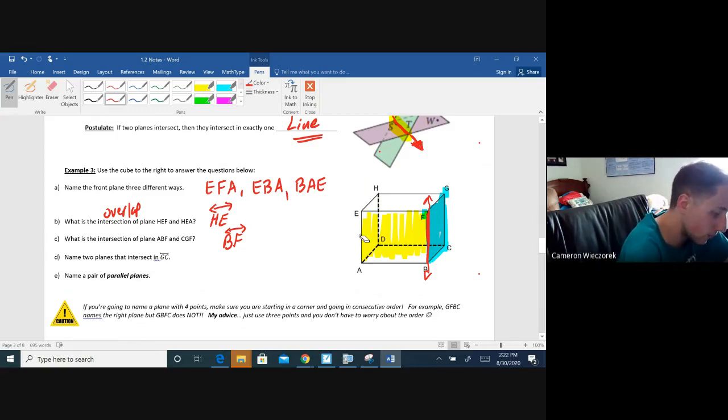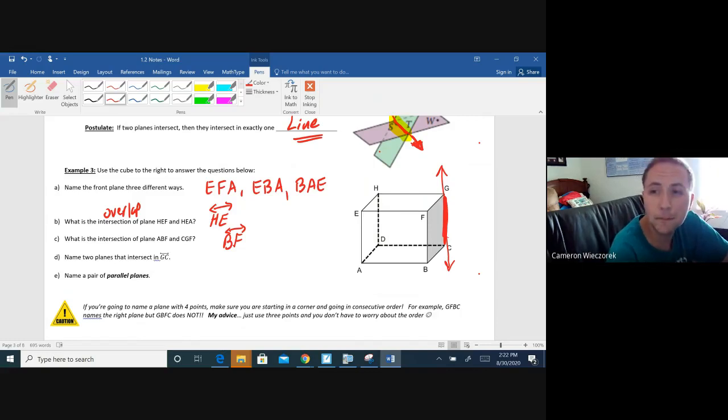Next question is backwards. They want you to find 2 planes that intersect in line GC. So I'm going to label, here's GC. You got to find 2 planes that intersect that line. Okay, so think about 2 planes that maybe have that as a side length. See if you can figure that one out. Pause me and then we'll do it.